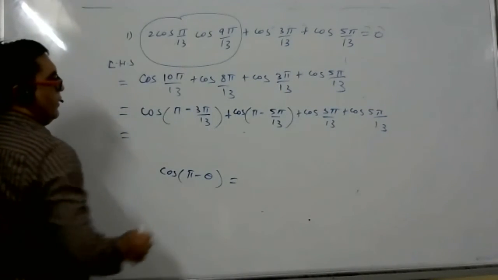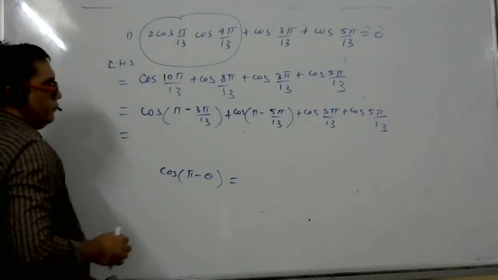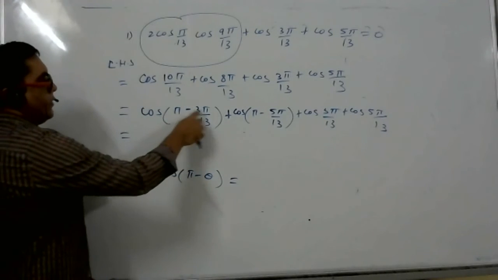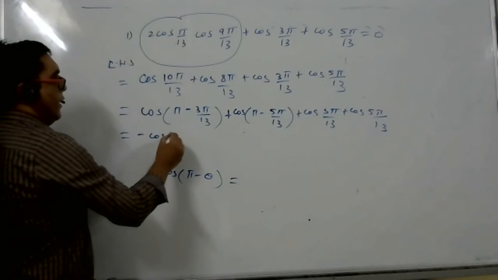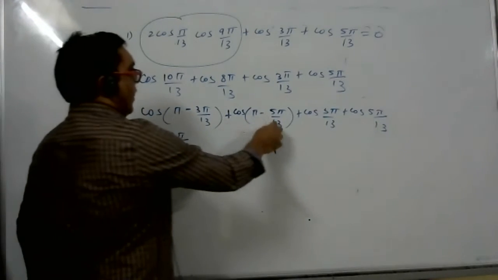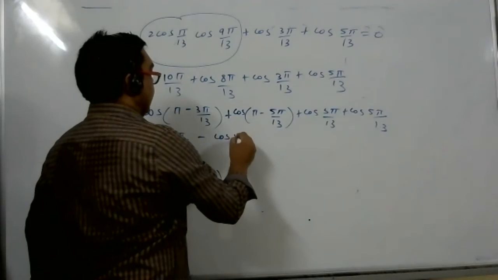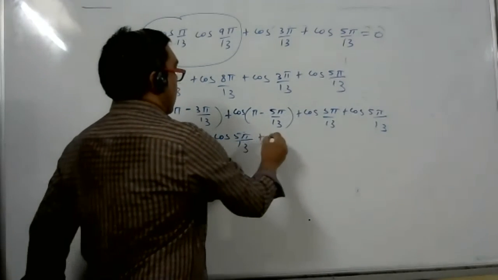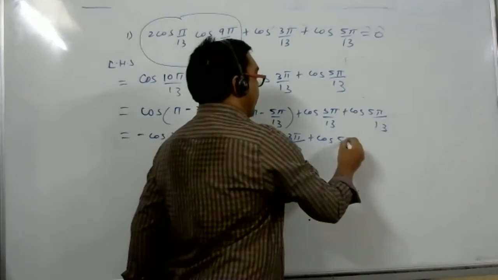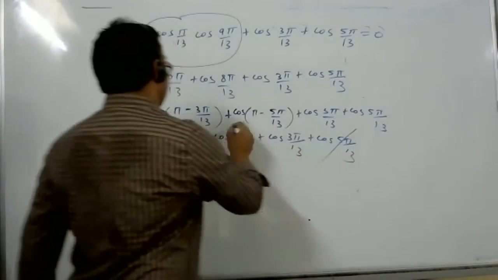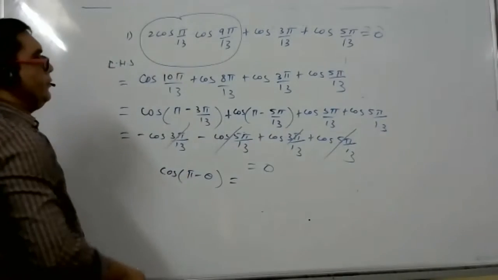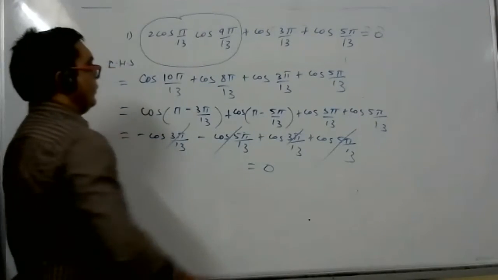And now tell me, cos(pi minus theta) is? Minus cos theta. So what does it become then? Cos(pi minus theta) is minus cos theta. Is it correct? Yes, sir. Cos 3 pi by 13 plus cos 5 pi by 13. Terms will get cancelled. Answer is 0. Little bit of trick you have to do here. Any doubt? Understood, sir.